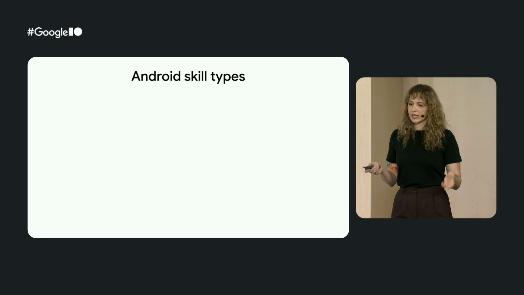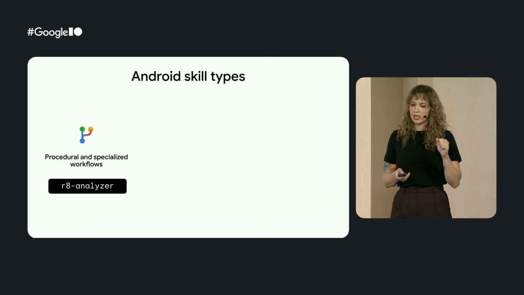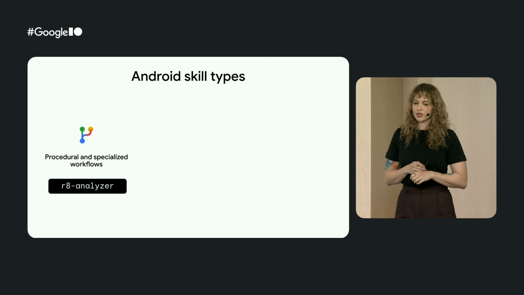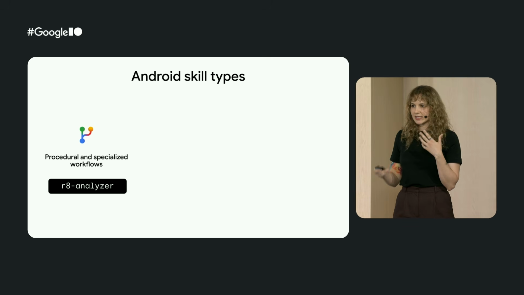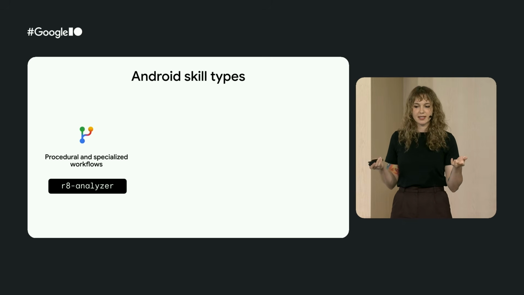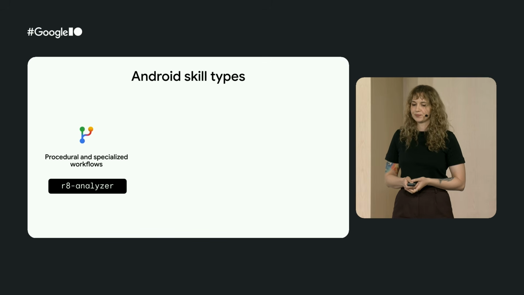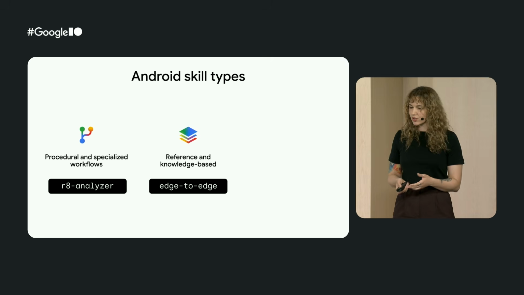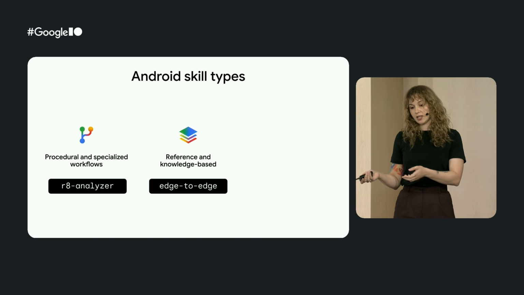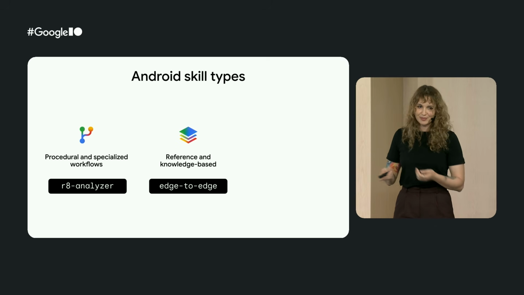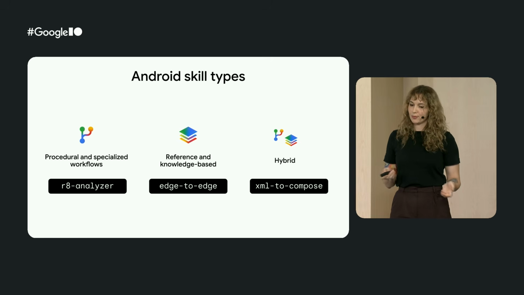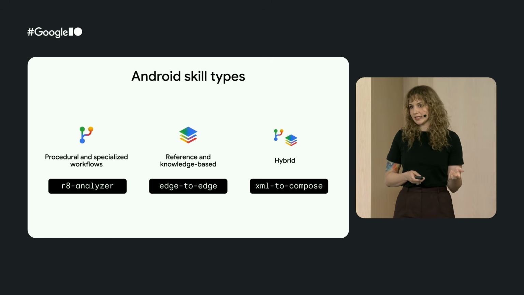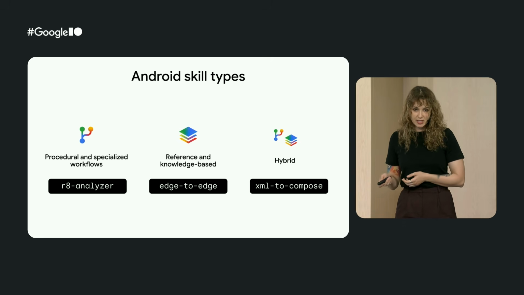So Android skills can be roughly split into procedural and specialized workflows. So something that demonstrates a step-by-step custom process to complete a specific task, like the R8 config analysis. They can also be referenced and knowledge-based, so serving as a collection of resources or pointers to other supporting files, grounding the LLMs with more knowledge and expertise, like how the edge-to-edge skill teaches the LLM how to implement support for it. And they can be hybrid, so integrating both procedural and knowledge-based elements. The XML to Compose migration skill does exactly that.